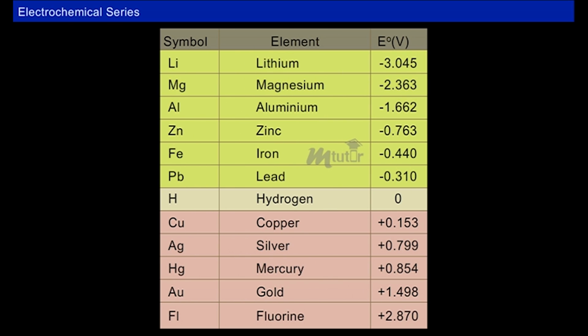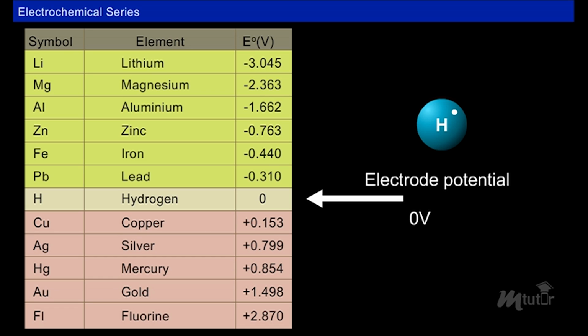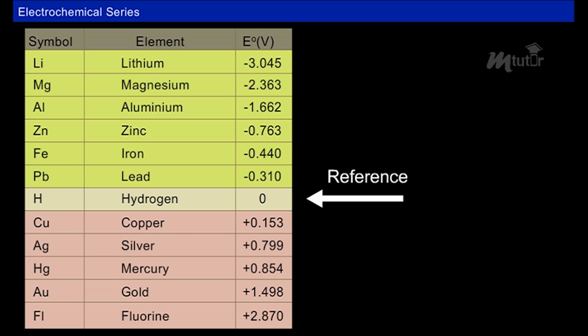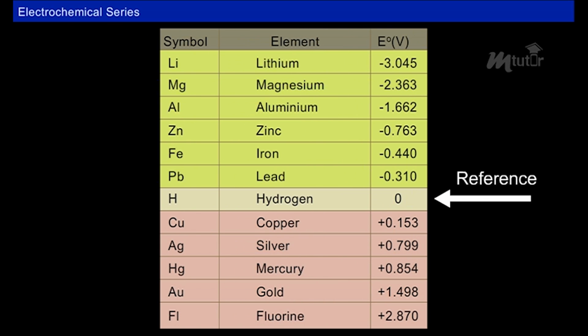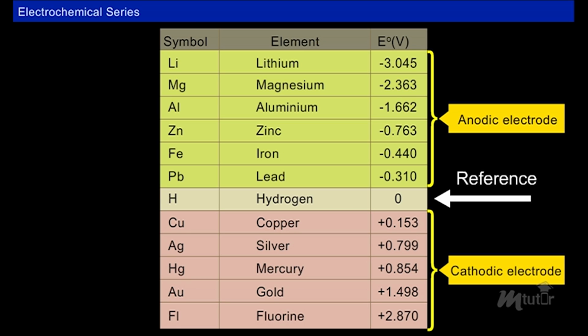What do you notice about hydrogen voltage, and what is the significance of this? The hydrogen has an electrode potential of 0 volts. The significance of this is that it acts as a reference electrode. All the electrode potentials are measured against this value. In the given table, the elements above the reference electrode have negative potential values and are called anodic electrodes. The elements below the reference electrode have positive values and are called cathodic electrodes.